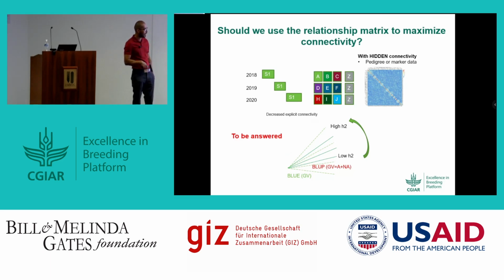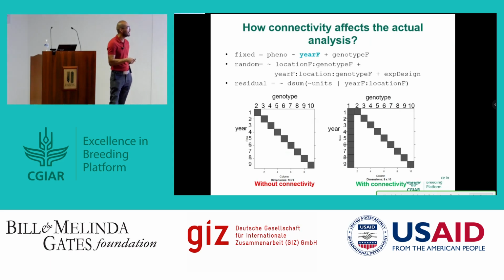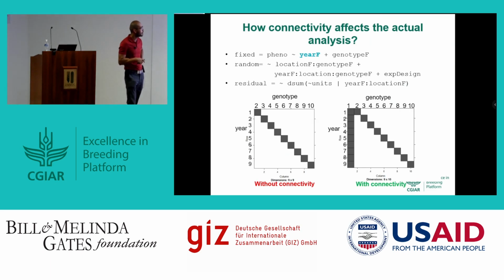Okay, so this is to be answered, like I said, depending on the heritability. If it's lower heritability, the genetic trend will be lower than expected, or than the true one. All right, so that took us to a more technical question: we wanted to know how the connectivity affects the actual analysis. Some of you might remember this example.